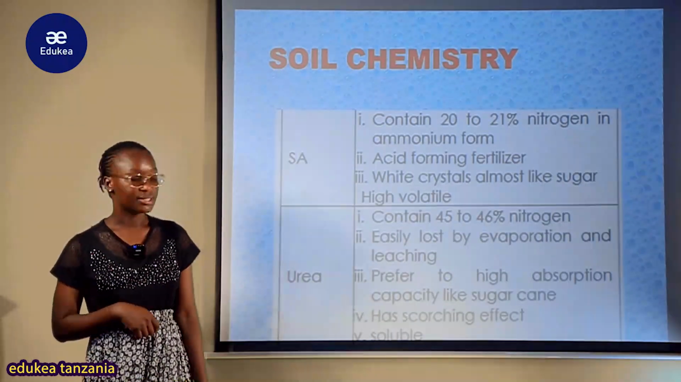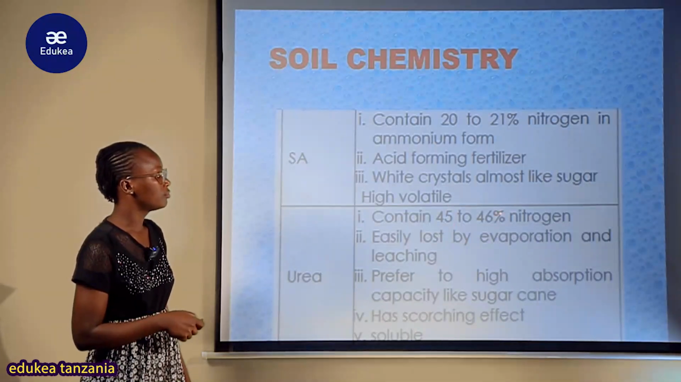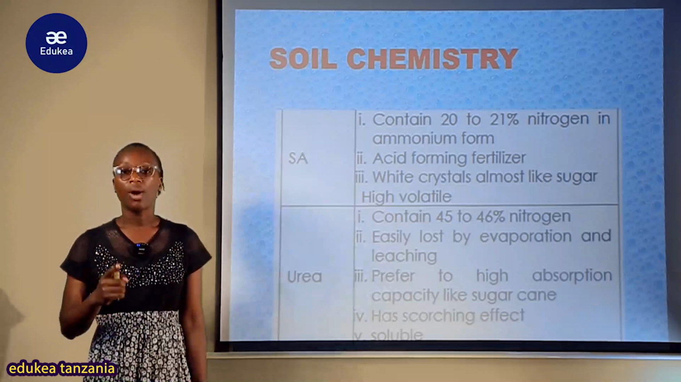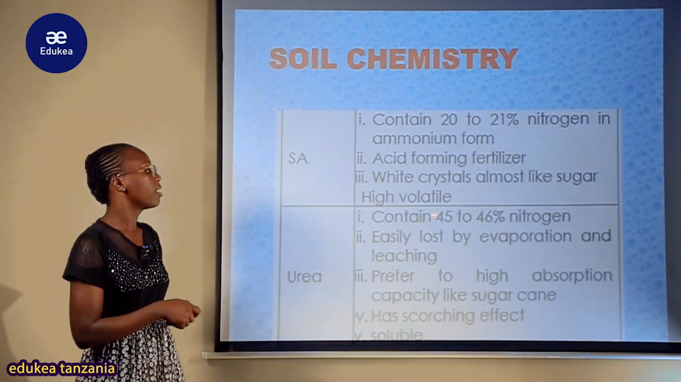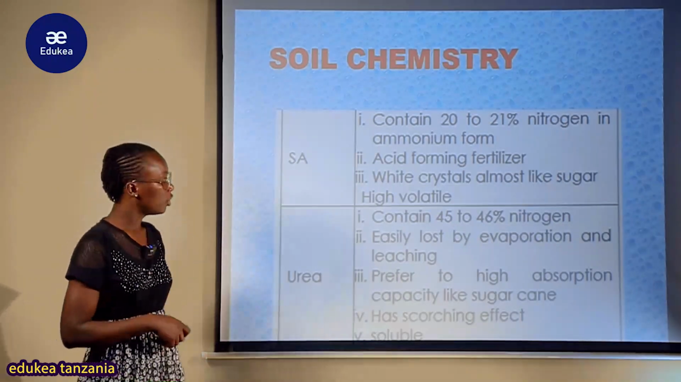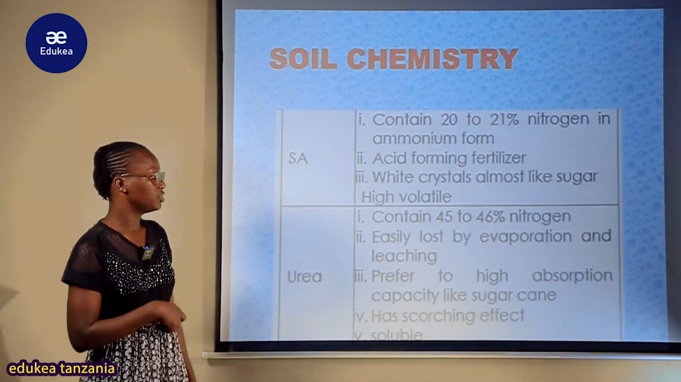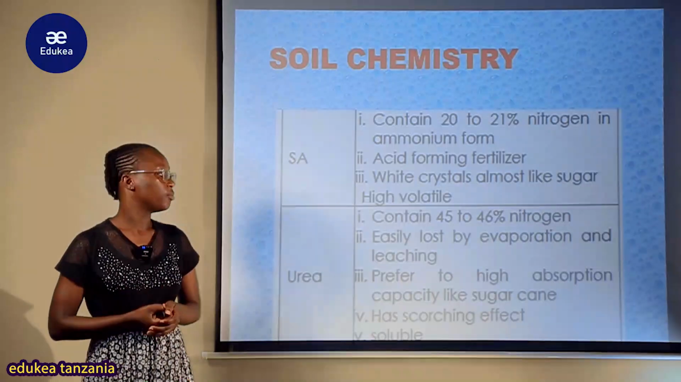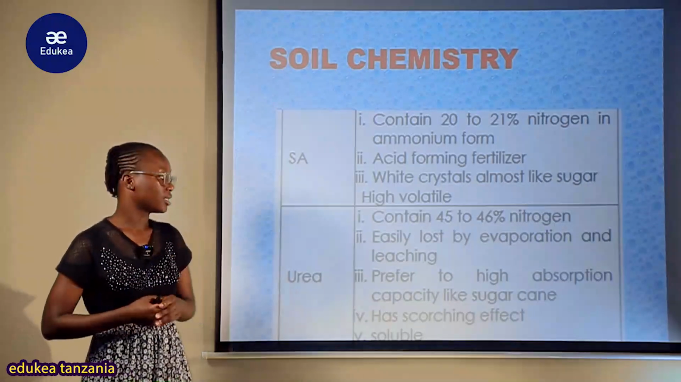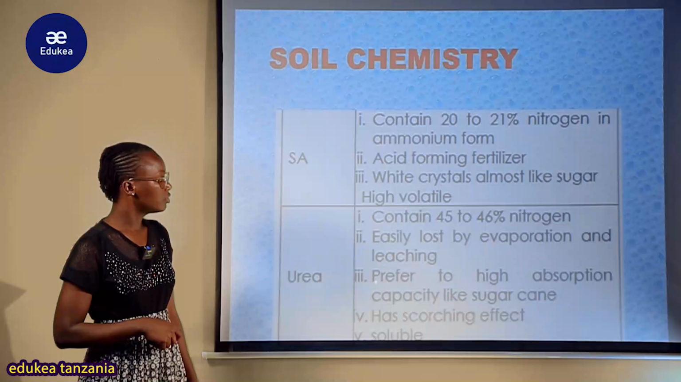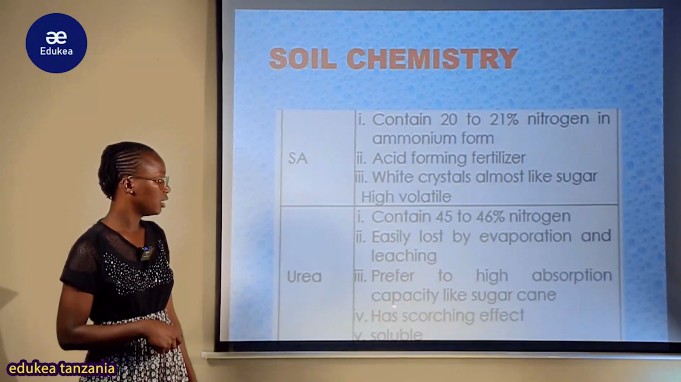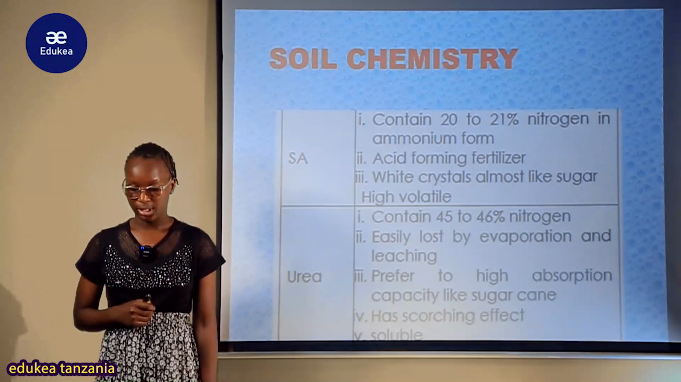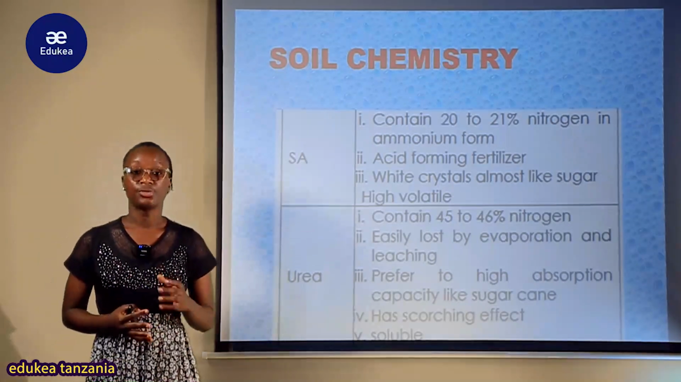Urea is another fertilizer which contains 45 to 46% of nitrogen. Kwa hiyo kiwango cha nitrogen katika urea ni 45 mpaka 46. So it is lost by evaporation and leaching. Kwa hiyo hii kind of urea ni rahisi sana kuwa leached na kuwa removed au be evaporated katika soil. Also it prefers high absorption capacity like sugar cane, kwamba yenyewe ina prefer high absorption capacity. For instance, sugar cane kwenye miwa.